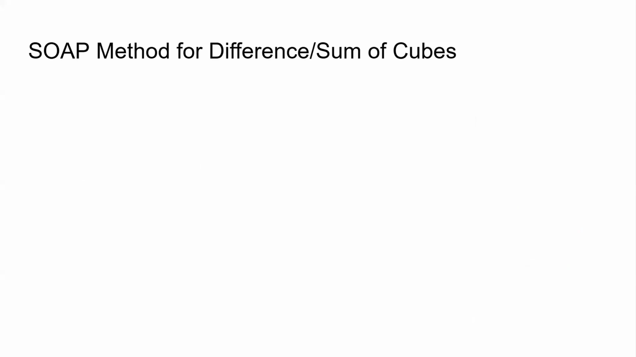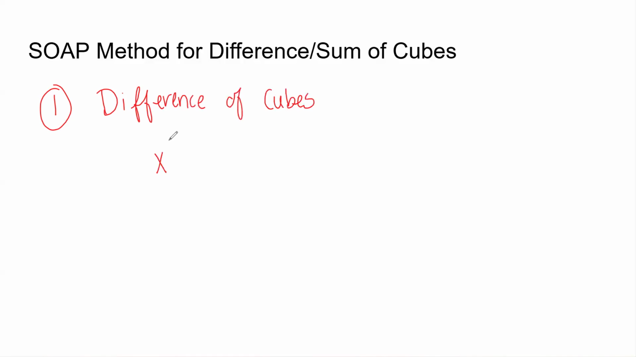So this can only happen with either a difference of cubes or a sum of cubes, and we're talking perfect cubes here. My example number one, I'll do difference of cubes first, but they really do go very similarly. Let's have x cubed minus 125. For this method to work, you do need to have both perfect cubes.